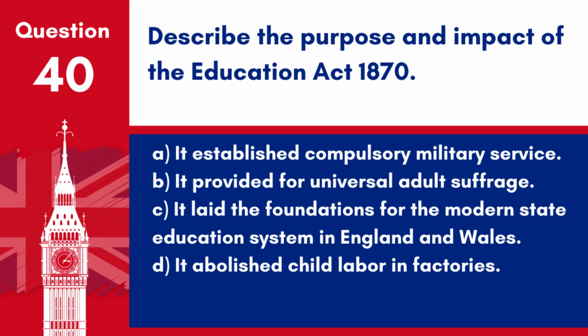Answer: C. It laid the foundations for the modern state education system in England and Wales. The Education Act 1870, also known as the Forster Act, marked the beginning of state involvement in education, aiming to make elementary education available for all children.